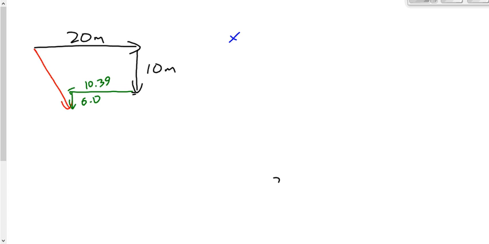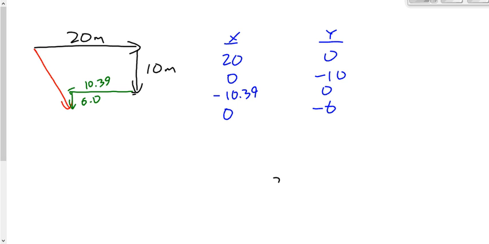I can say x components, y components: 20, 0; 0, negative 10. What's the third one? Negative 10.39, 0; and 0, negative 6. Do it exactly the same way as I did it before. I couldn't do that when I had the 30 degrees in there, right? Now I can. There's one extra vector, but it's an easier one to deal with than what I had before. More work is better if it's easier. We've got a little bit more work to do here, but it's easier, so it's better. All right?